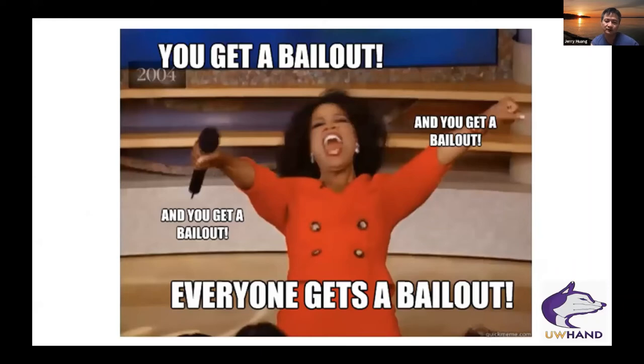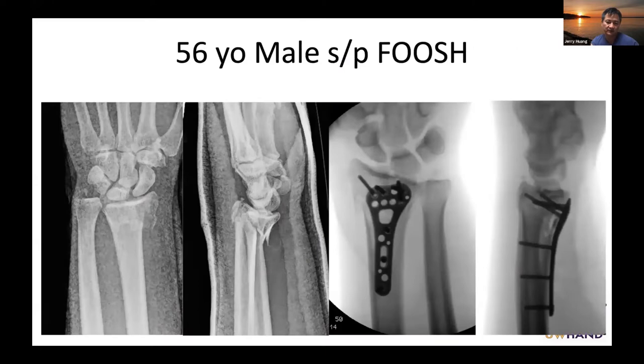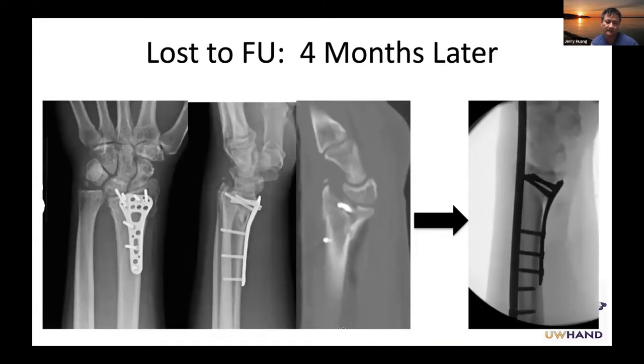Bridge plate, at least in my practice, is a great bailout, so not just for primary fixation. This is an example of a patient with a distal radius fracture fixated volarly with a volar plate. Unfortunately, the patient was lost to follow-up and comes in 4 months later, and the entire carpus is now falling off volarly. So there's complete loss of fixation of that lunate facet.